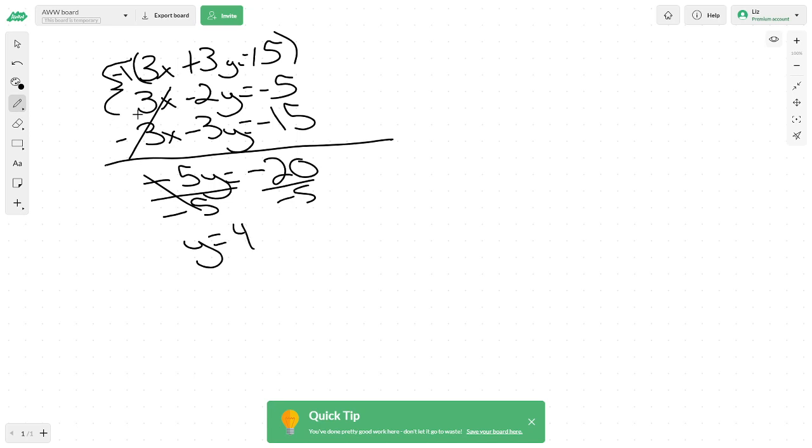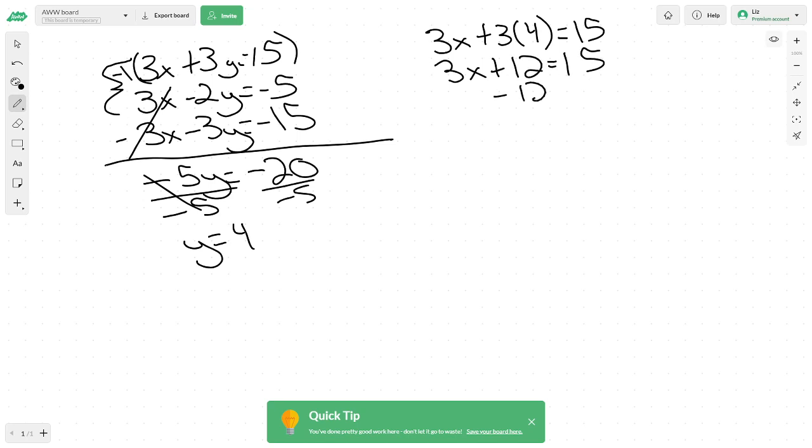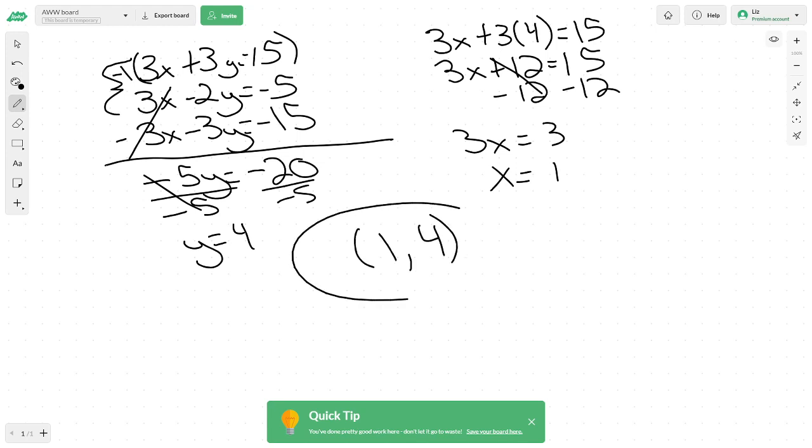So now I plug that into one of the original equations. I'll just do the first one. y is 4, so 3x plus 3 times 4 equals 15. 3x plus 12 equals 15. Subtract 12 from both sides. x equals 1. So my solution here is (1, 4), because we have to write it as an ordered pair. And again, you can plug that in, check your answer, and make sure you got it correct.